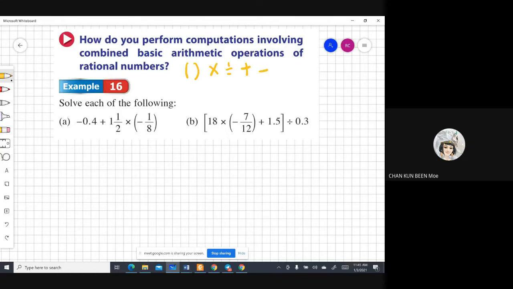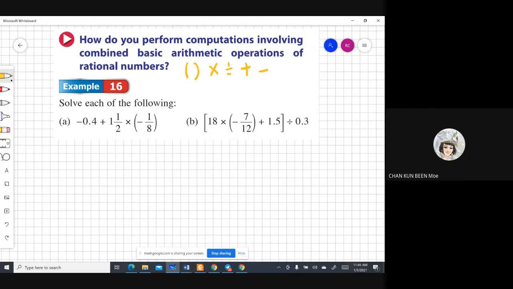This example 16, if you want to refer to your book, is on page 24. If you have your book with you, it is on page 24. Now let us go through the examples one by one. For A, they ask you to solve each of the following: negative 0.4 plus 1.5 multiplied by negative 1 over 8.